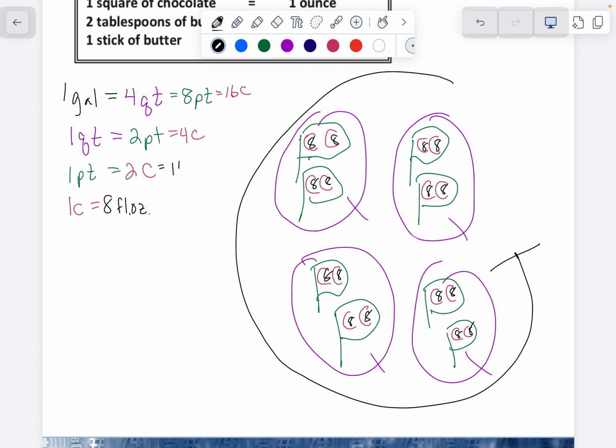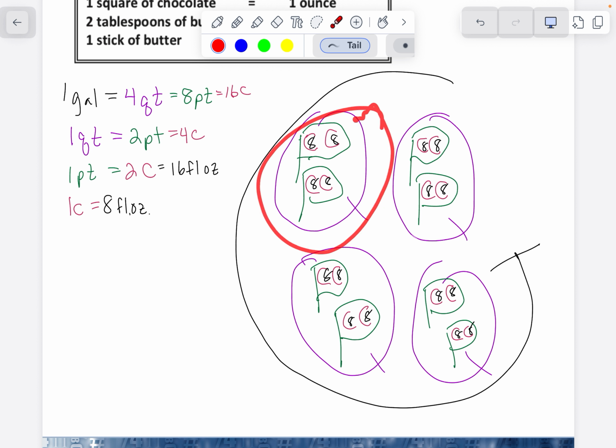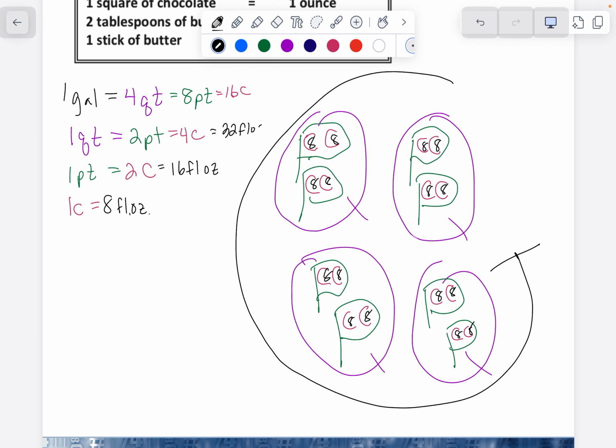If we look inside of a Q, we have 8 appearing 4 times. 8 times 4 is 32. That's 32 fluid ounces. And then if we counted up all the 8s, we have 16 times 8. 16 times 8 is 128, I believe. Let's see. Yep, and so that is 128 fluid ounces. So that's just a really good way to memorize liquid measurement.